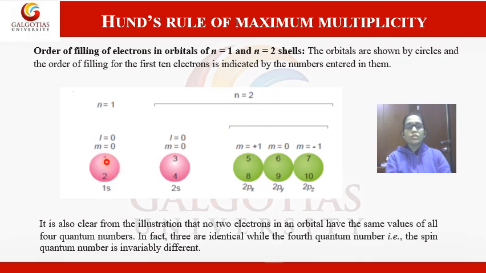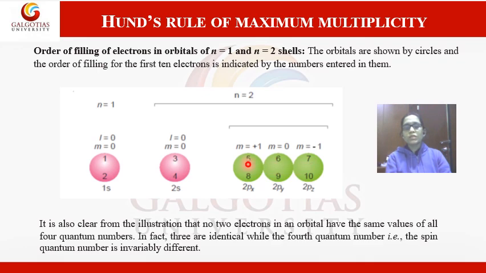Let us see. The 1s orbital accommodates the first and second electrons, so they will go to the 1s cell. The third and fourth electrons will go to the 2s cell, for which L is equal to 0 and M is equal to 0. For the remaining 6 electrons, how will they be arranged? This is the question. Here there are electrons number 5, 6 and 7.